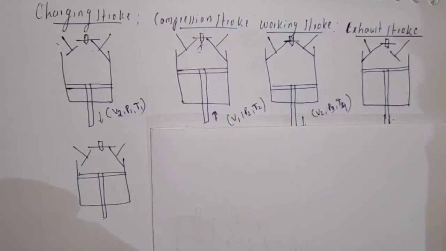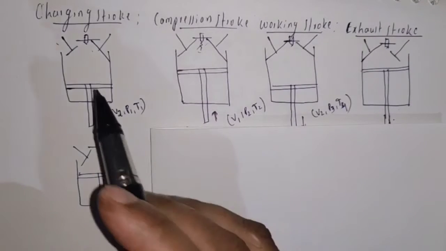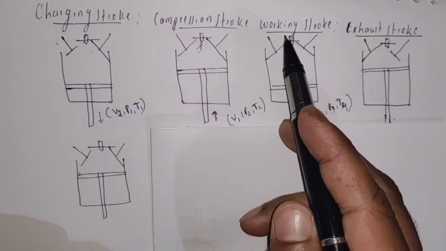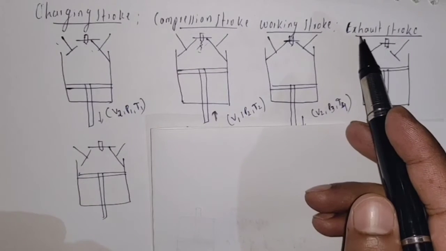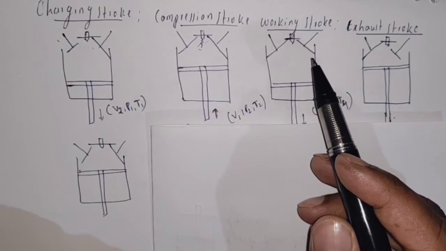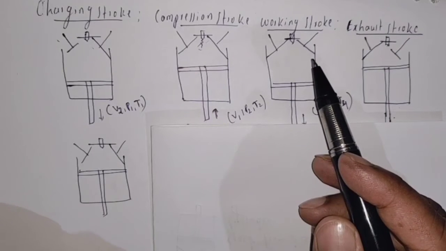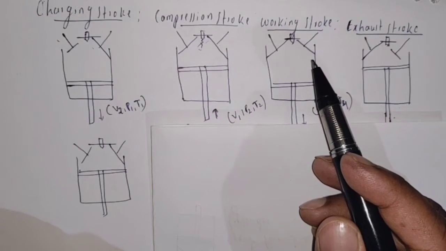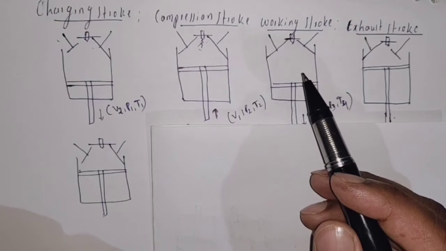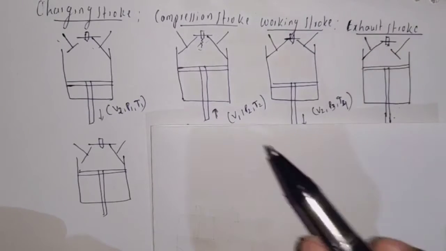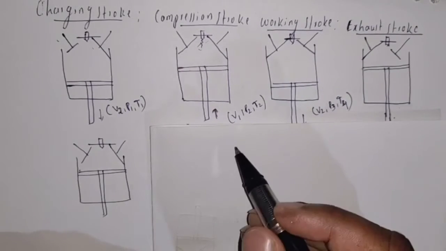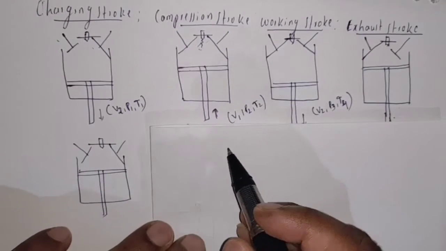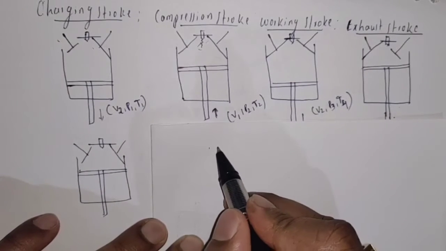In the last video, we discussed charging, compression, working and exhaust strokes. In this video, I am going to derive the expression for the efficiency of the Otto engine using the PV diagram, or indicator diagram. Okay, now let us draw the indicator diagram. That is, I am going to draw the PV diagram.